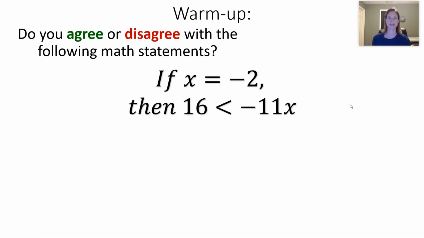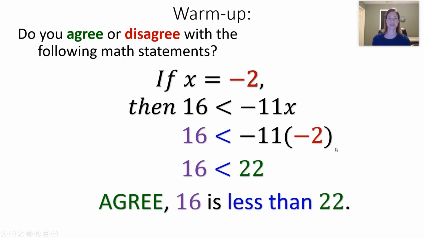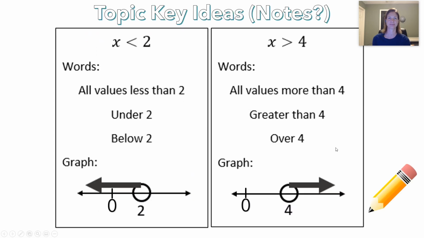Last warm-up problem. Do you agree or disagree with this one? If you substitute -2 for x in the inequality down here, you're going to get 16 is less than -11 times -2. When you multiply two negatives, they equal a positive 22 in this case, and 16 is less than positive 22, so agree was correct.